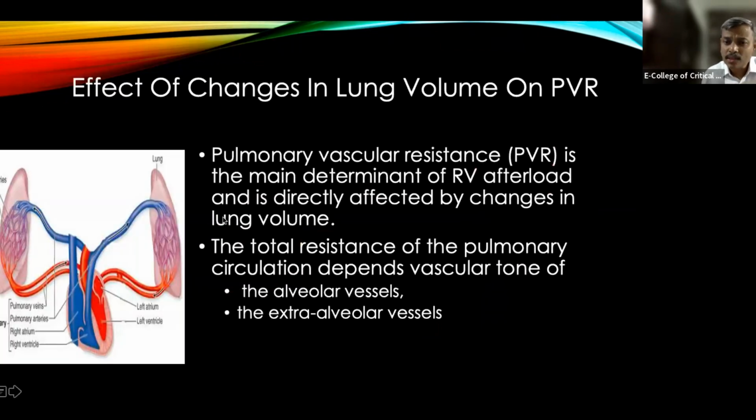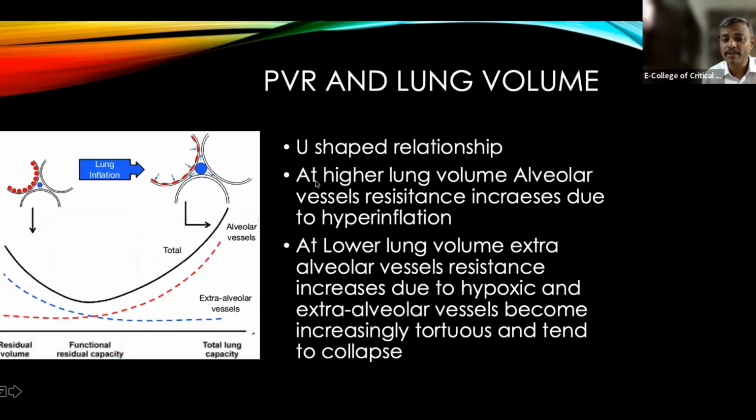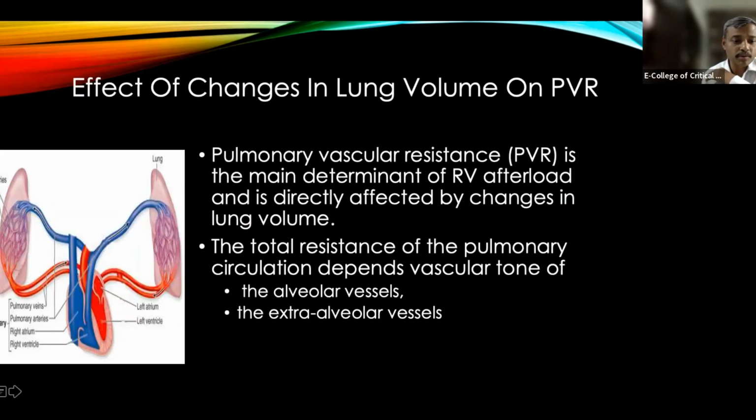Coming to how this lung volume affects the pulmonary vascular resistance. What is this pulmonary vascular resistance? If you see this, right ventricle, pulmonary artery entering into the lungs. Even in the lungs there is a vasculature, the pulmonary arterial vascular arterioles will be there. So this is the pulmonary artery. This is a very important determinant of the right ventricular afterload.